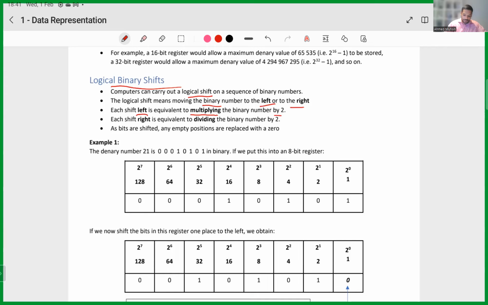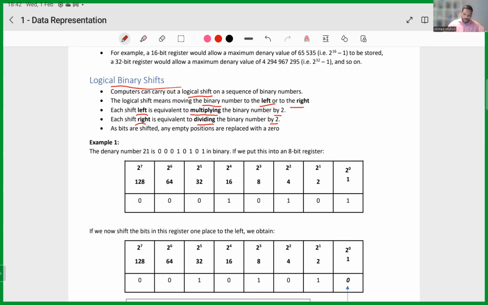However, if you shift to the right, if you move it to the right hand side, it is equivalent to dividing the binary number by 2. So if you shift the sequence of binary numbers to the right, each time you shift it, you divide the original answer by 2. That will give you the new decimal value.